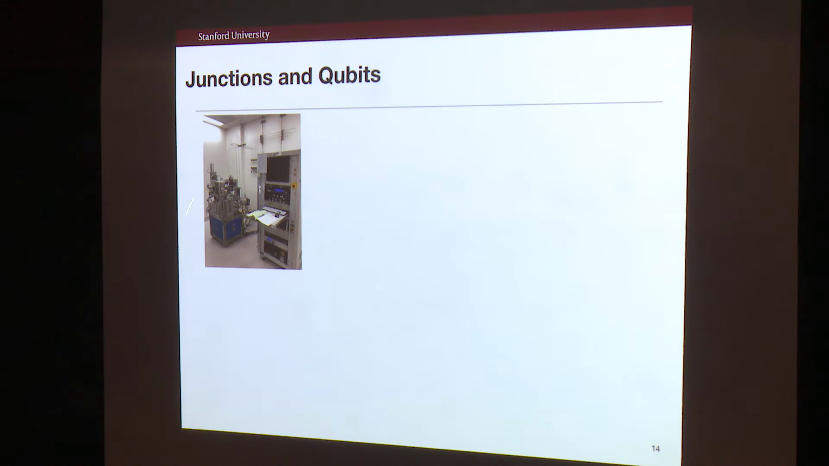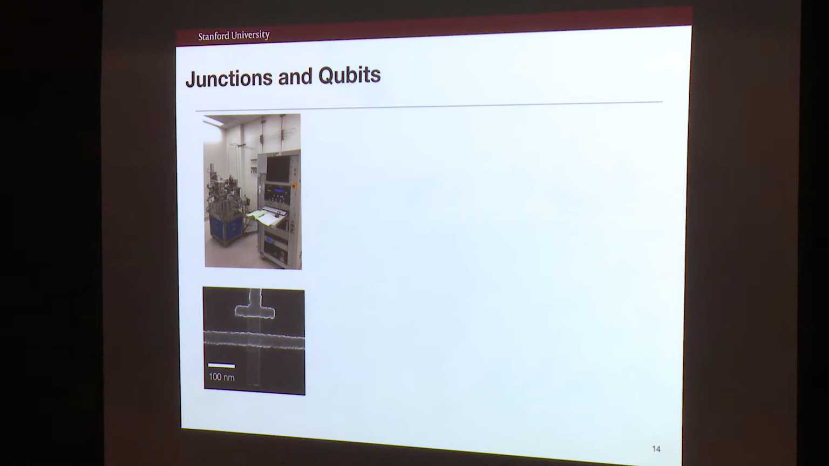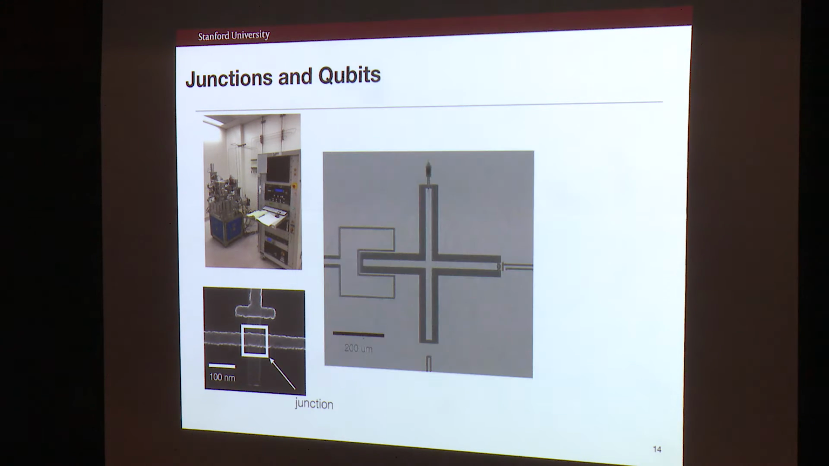So this is a picture of our evaporator in the lab. We evaporate two lines of aluminum, overlap them, and where they overlap, we've grown an oxide. So that's a junction basically. And this junction goes here. If you look at this, 100 nanometers, so it's blown up by 1,000 times. This little junction goes there, and this is basically also aluminum.